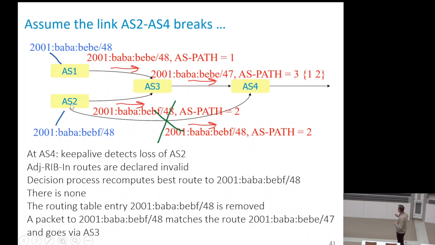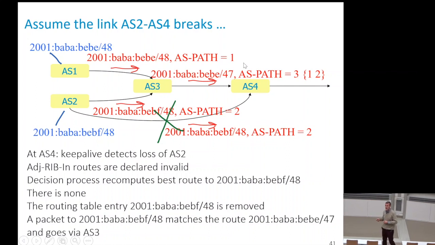AS4 will detect that the BGP router in AS2 is no longer able to speak with me. So the keep alive mechanism will detect that the adjacency is lost. So the BGP router that has the edge here will look up the other possibilities it had, and all routers in this will collaborate to find what is the best. Now, if there is no other best, then this is simply deleted. This is removed from the routing table, and in the routing table, there will be only this entry.